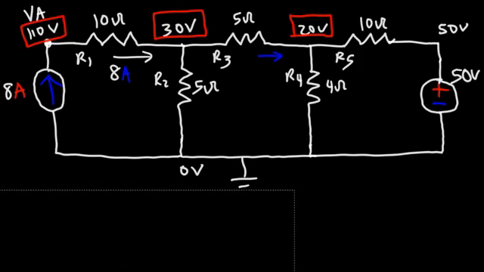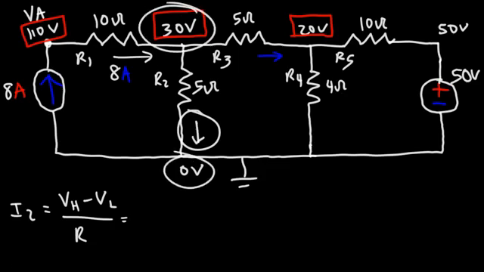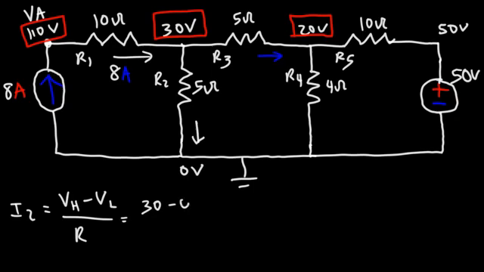Now let's calculate I2, which we know is flowing in this direction. So V equals IR. I is going to be V over R. The voltage across resistor 2 is going to be the high electric potential minus the low electric potential, divided by the resistance. So this current flows from a potential of 30 volts to a potential of 0. So that's going to be 30 minus 0 divided by R2, which has a value of 5 ohms. So 30 over 5 is 6. So we have 6 amps of current flowing through resistor 2.